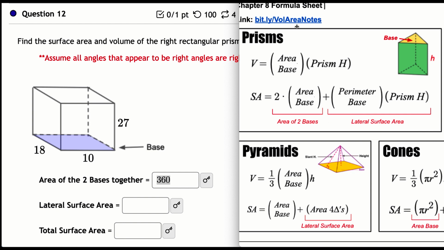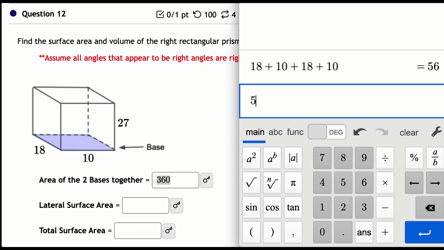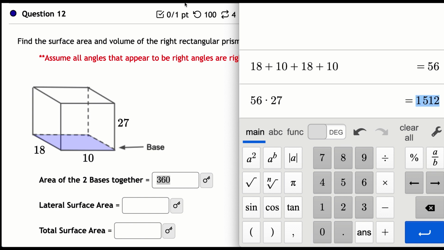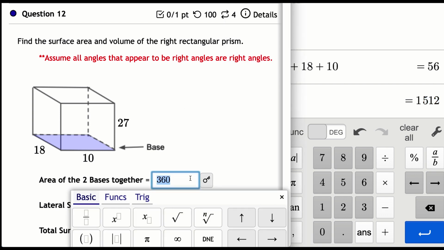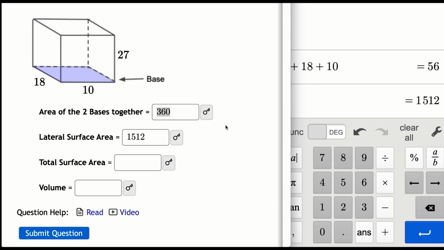So as I do that one right there, let's go back to the calculator and multiply our perimeter of our base, which is 56, and we're going to go times 27. Hopefully not too difficult. So that's going to be 1,512 for me. Hopefully your answer also works out nice for you too as well. So then for this part right here, put that answer in right there. Last thing we have to do is find your total surface area.